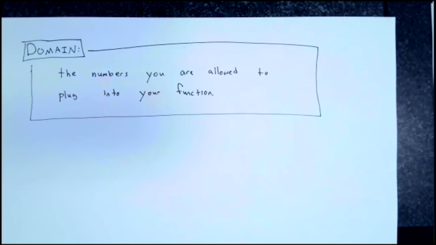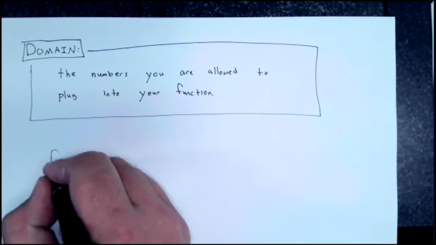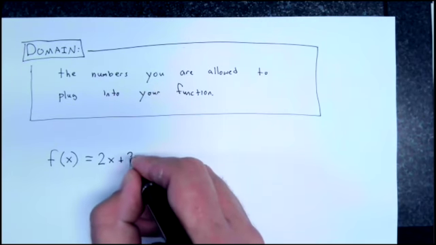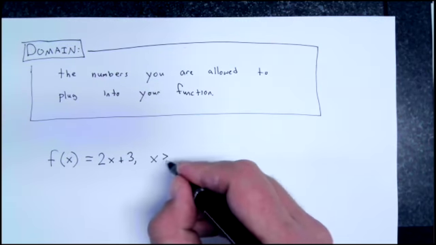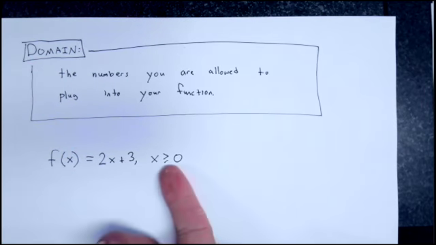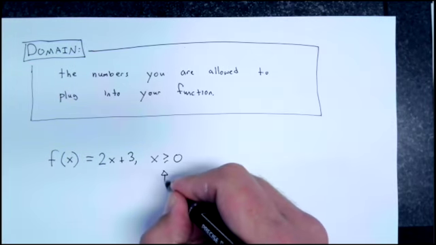When you create a function, you can say what the domain is. So I can make up this awesome function. Somebody give me an NFT for creating this function. I'm going to say f of x equals 2x plus 3, but this is only valid for x greater than or equal to 0. So I've restricted the domain here. This is a domain restriction.